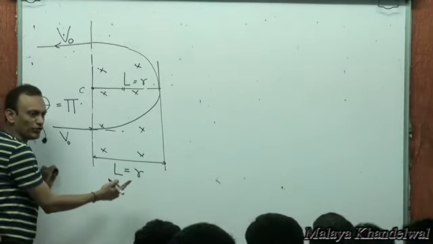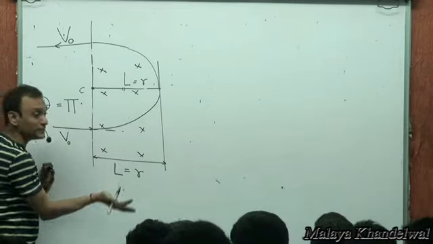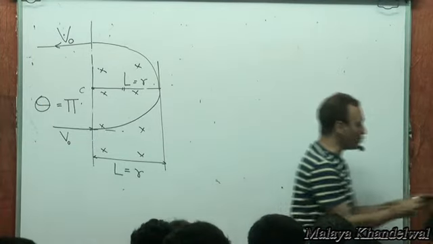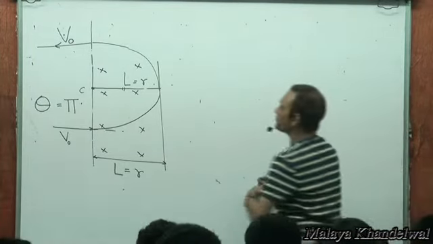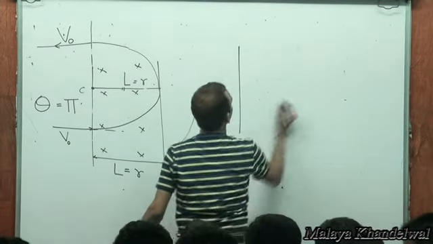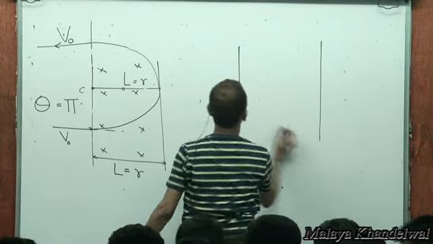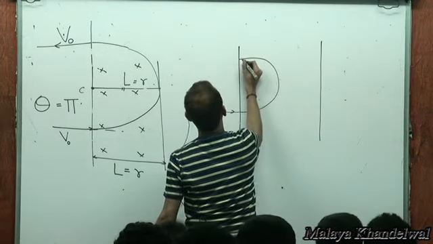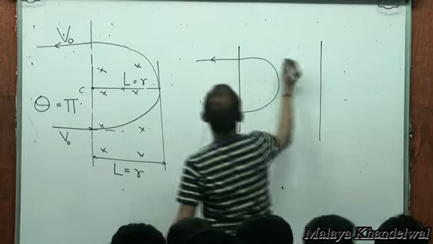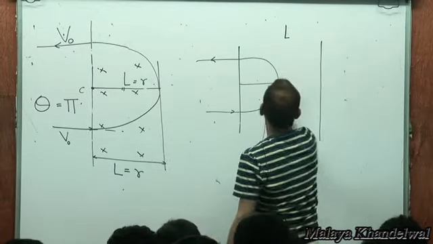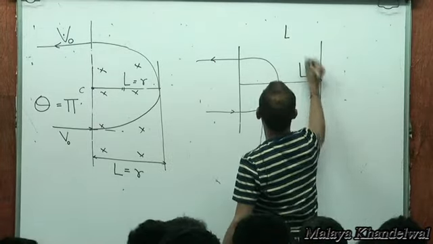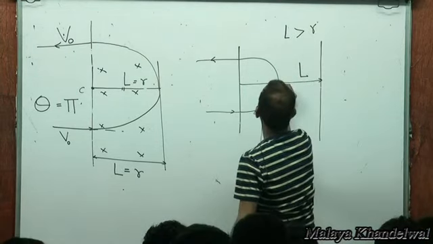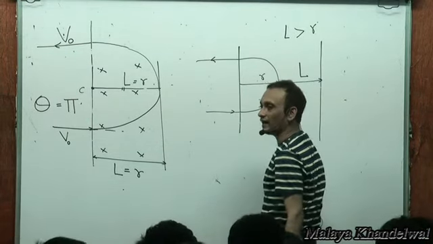This happens not only for L equal to R. If L was greater than R also, the same thing will happen. I hope all of you understand this, right? So if L was greater than R, then the trajectory would be like this. This is the case where this strip length L is greater than R, the radius.